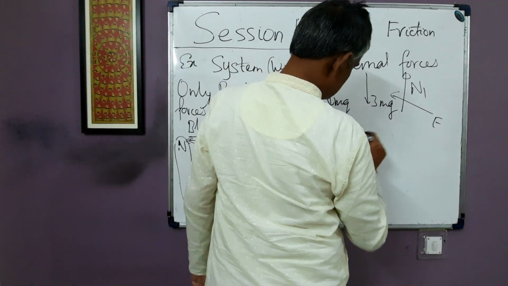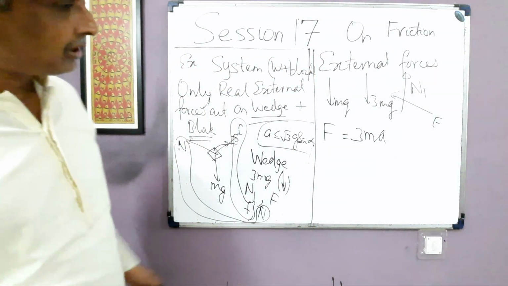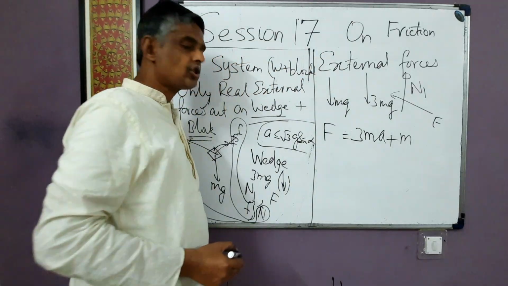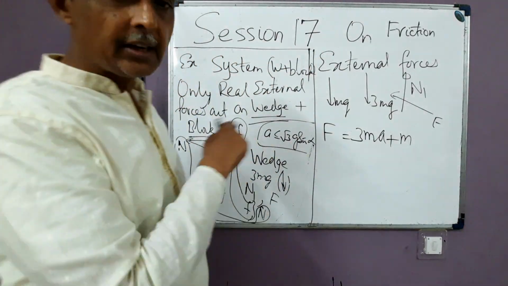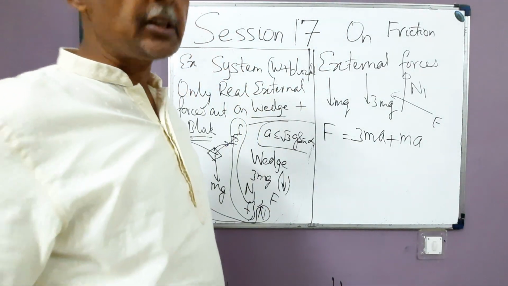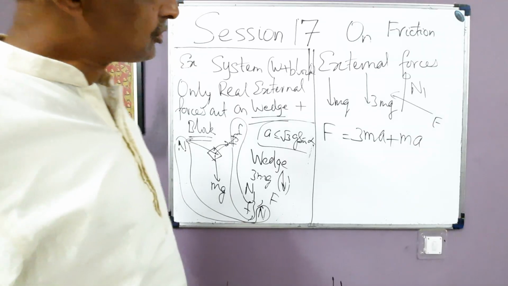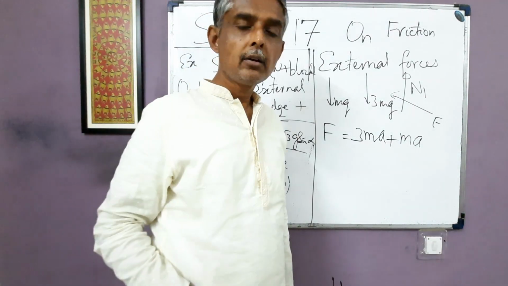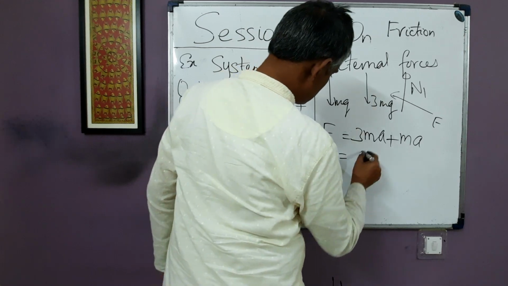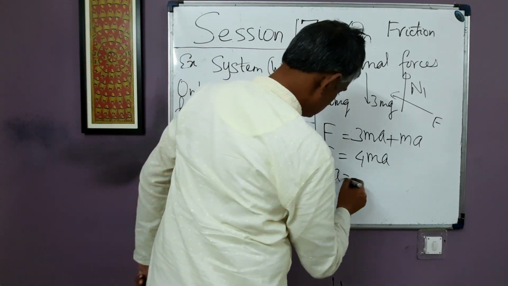So what do you write? 3m times a, because the acceleration of the wedge with respect to the ground is a, 3ma, plus m times the acceleration of the block with respect to the ground in negative x direction. That is also just a. Why? Because with respect to the wedge the block does not move. Acceleration of the block with respect to the wedge is 0. So the acceleration of the block with respect to the ground is also a. I hope it is clear. So F becomes how much? 4ma.